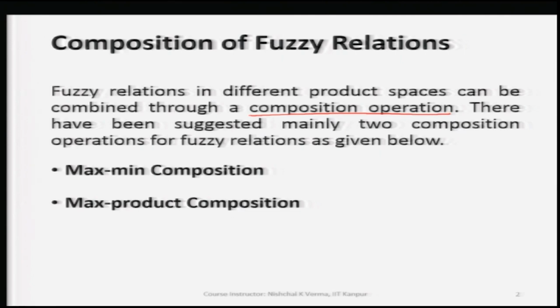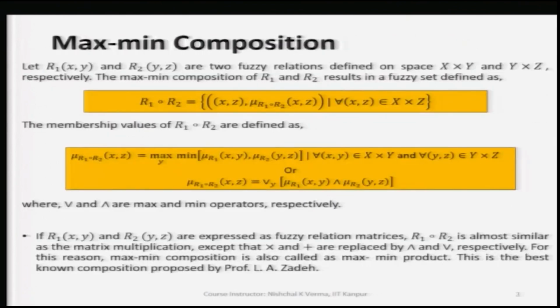Mainly two composition strategies have been suggested. So, what are these two composition operations or strategies for fuzzy relations? The first one is the max min composition and the second one is the max product composition. So, let us discuss this one by one.